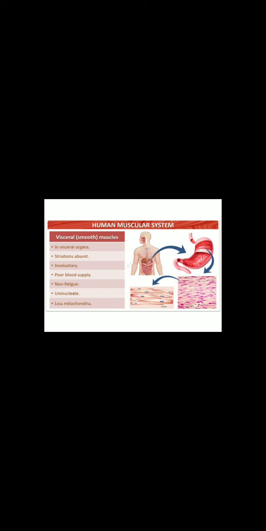Next we have visceral or smooth muscles, which are usually seen in the internal organs, which do not show any locomotion. In fact, they show movement, but movement like peristalsis. These are present in visceral organs, which means the organs which are internally located. Striations are absent here. They are involuntary and have poor blood supply. Non-fatigue, uninucleate, only a single nucleus is seen. Less mitochondria are seen in these particular cells.